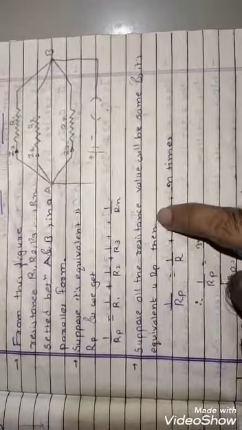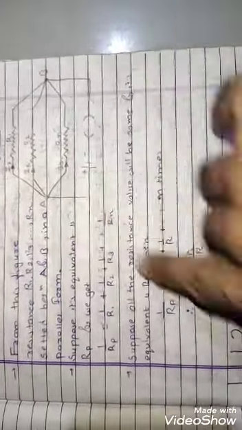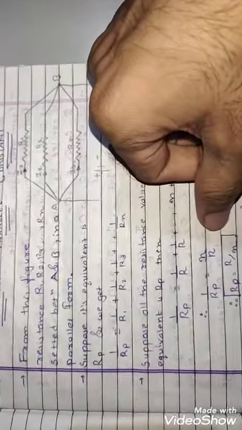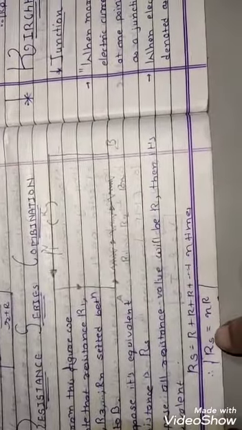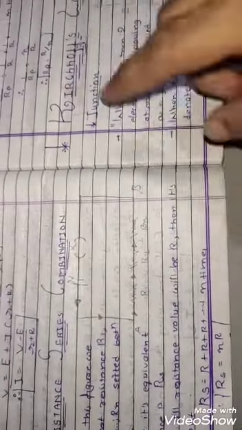Suppose all the resistance value will be same, its equivalent Rp, then 1 upon Rp is equal to 1 upon R plus 1 upon R dash dash n times. If all the resistors are same, then 1 upon Rp is equal to n upon R. Okay. Then Rp is equal to R by n. Suppose these all resistors are connected in parallel and same, then Rp is equal to R by n. If they are connected in series, then Rs is equal to nR. Rs means series, Rp means parallel.